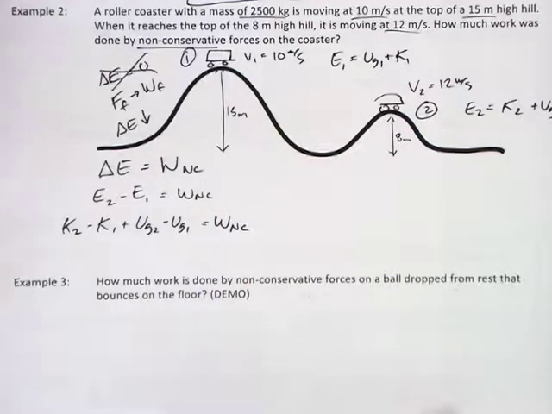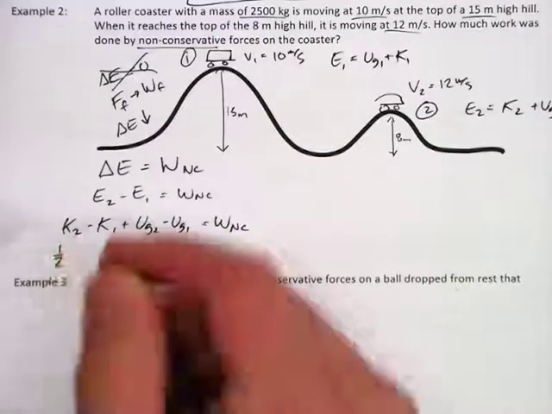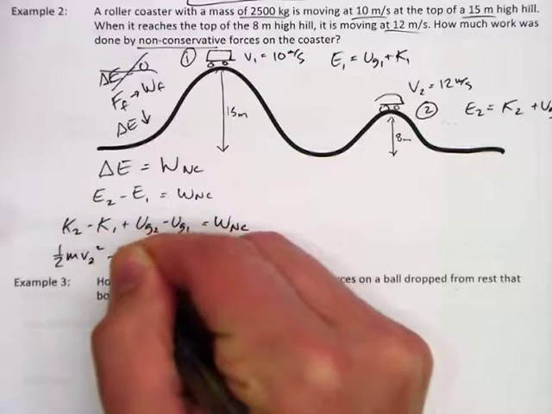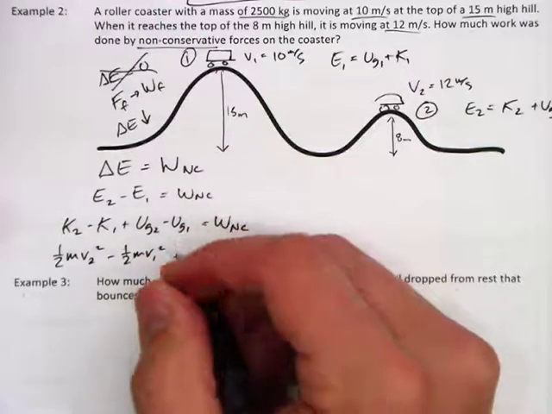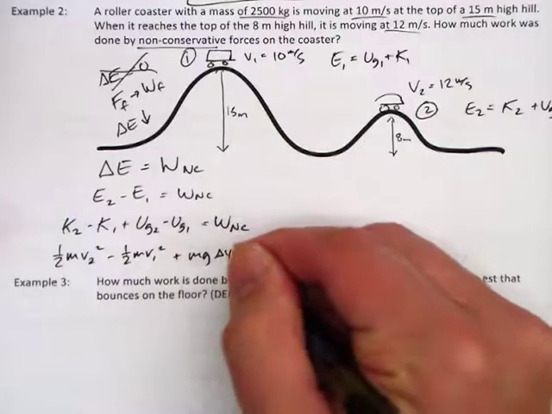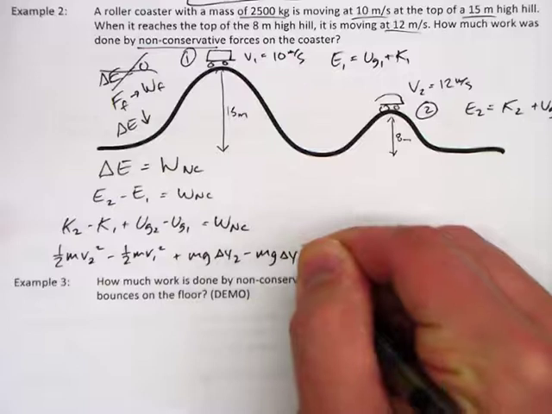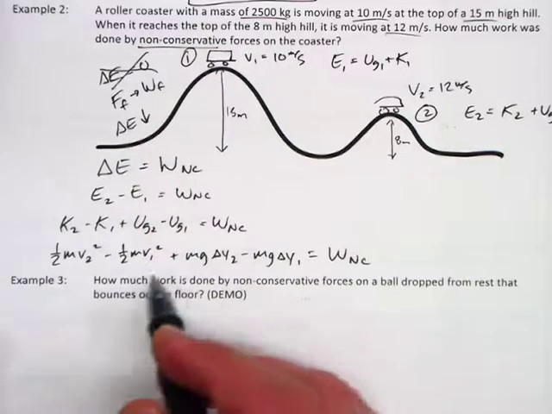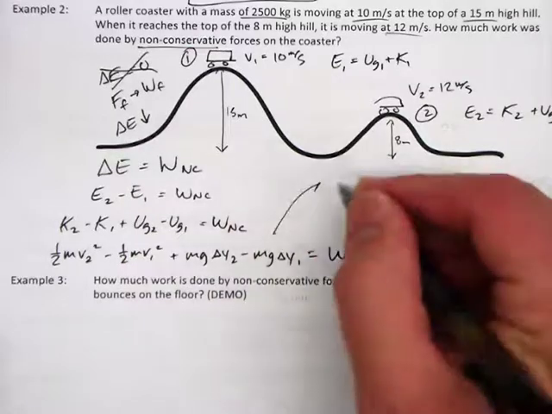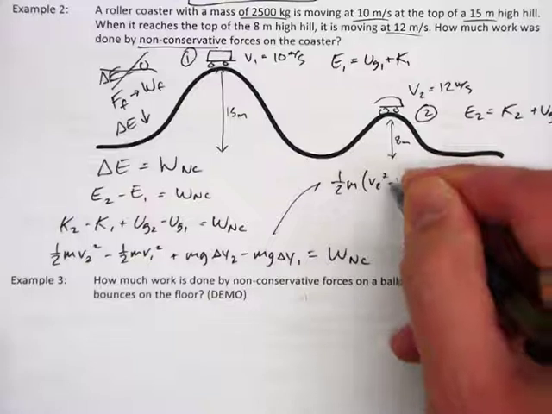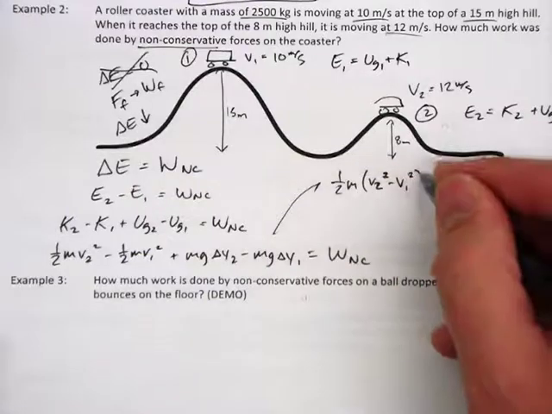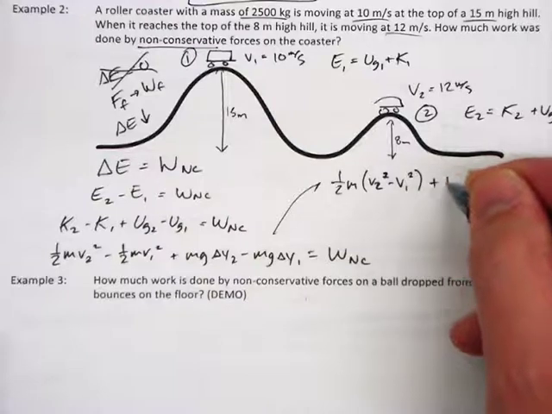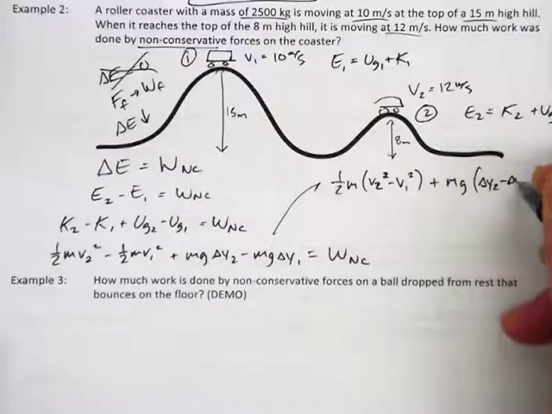So let's combine these. The K2 will be 1/2 m V2 squared minus 1/2 m V1 squared, then plus mg Y2 minus mg Y1 will equal the work done by non-conservative forces. So we could factor out the 1/2 m and do V2 squared minus V1 squared, and then mg and do Y2 minus Y1. Why don't we do that? So we have 1/2 m times V2 squared minus V1 squared, and then add that to mg times Y2 minus Y1 equals work done by non-conservative forces.